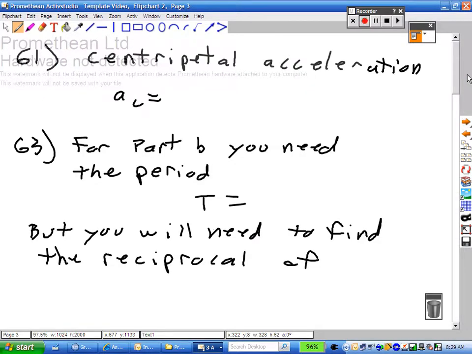Number 59 is exactly like number 52, so use that as a little hint. Number 61 and 63 are ones dealing with centripetal acceleration. So the centripetal acceleration formula, there are two of them, and in the first one, why not simply use v squared over r, and then it's not that bad. Remember to convert units when you need to.